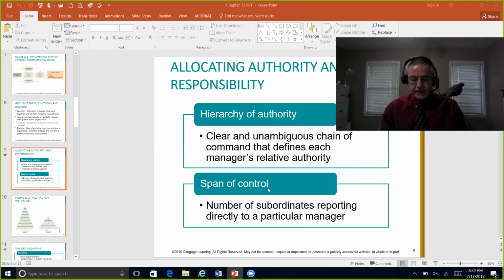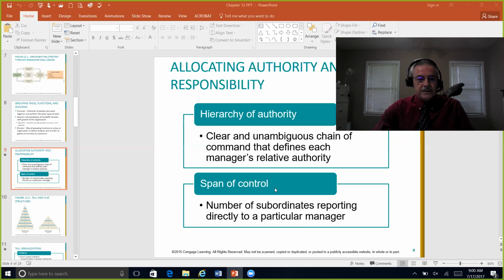How do we go about defining each manager's relative authority, beginning with the CEO all the way down through the middle managers to the first line managers and directly to the employees, who are going to have to provide direct interface or produce the goods and services for our customers. So every manager at every level of this hierarchy of authority is looking at their span of control. Span of control refers to the number of employees or subordinates who directly support a manager. Pretty straightforward, as we know.